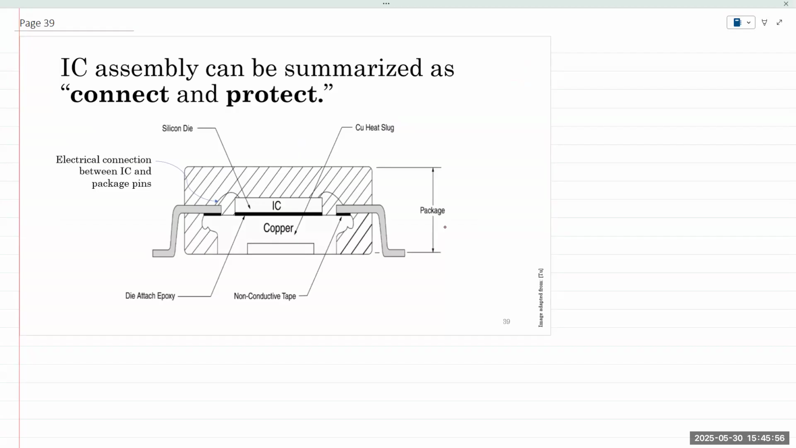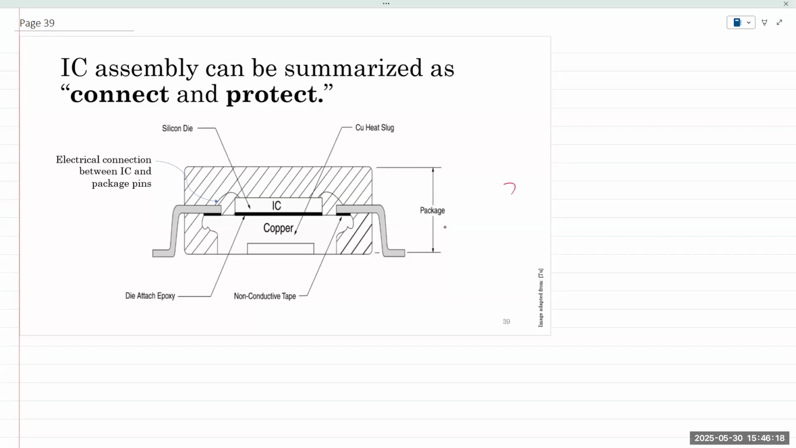Okay, so when you create these ICs, these chips, they are very small. They are on the size of millimeters. And they have these interconnection pads, which are on the size of microns. So it's like 100 microns or 200 microns, less than half a millimeter in size. So how do we make those connections, and how do we protect this chip from being broken?